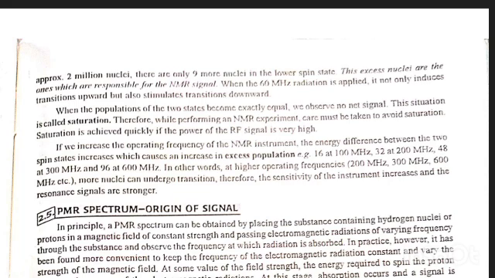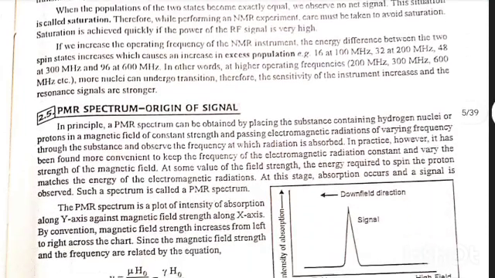When the 60 MHz radiation is applied, it not only induces transitions upward but also stimulates transitions downward. When the populations of the two states become exactly equal, we observe no net signal. This situation is called saturation. Therefore, while performing an NMR experiment, care must be taken to avoid saturation. Saturation is achieved quickly if the power of the RF signal is very high.